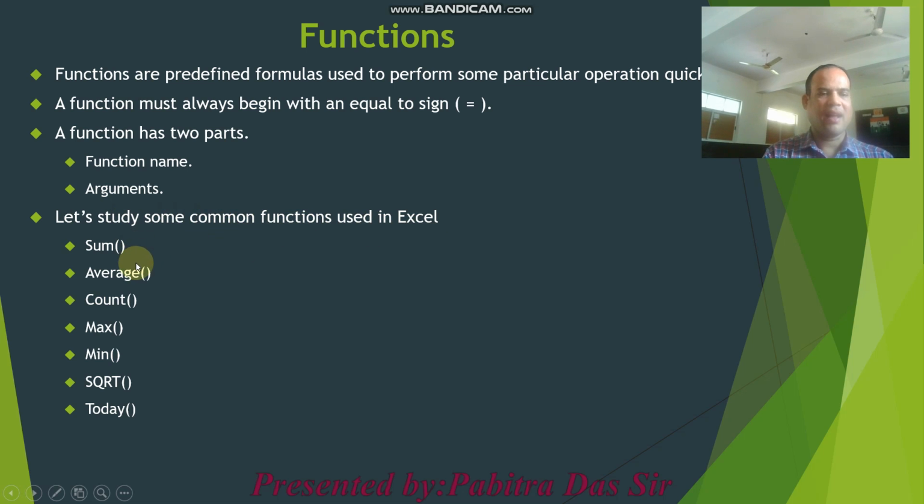Sum function, average function, count function, max function, min function, sqrt function, today function. Sum function: sum is the function name. Arguments are placed within the parentheses, that means brackets. Within the brackets you can specify the arguments, like A1:B1, that is called sum.